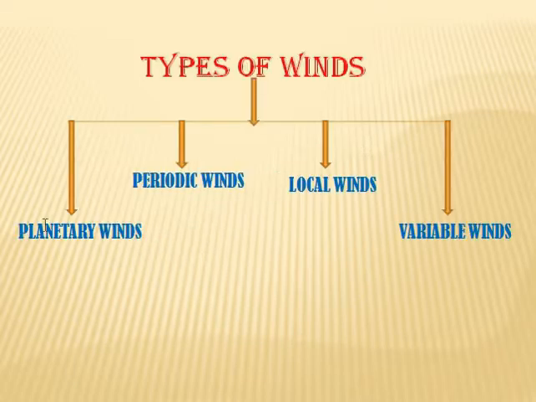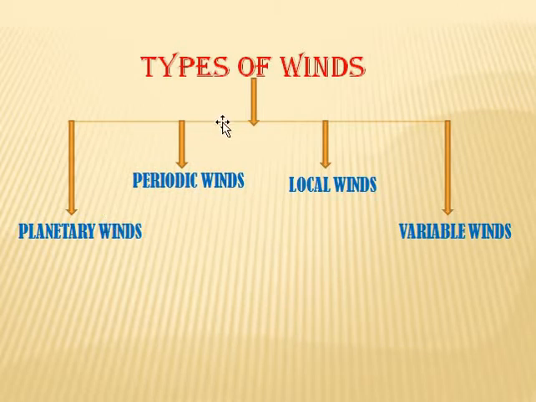So there are mainly four types of winds. One is planetary winds or permanent winds. Next is periodic winds, then local winds and variable winds. So what are planetary winds or permanent winds? These are known as prevailing winds also. These winds blow over the vast areas of the continents and the oceans throughout the year and in a particular direction. That is why they are called planetary winds.